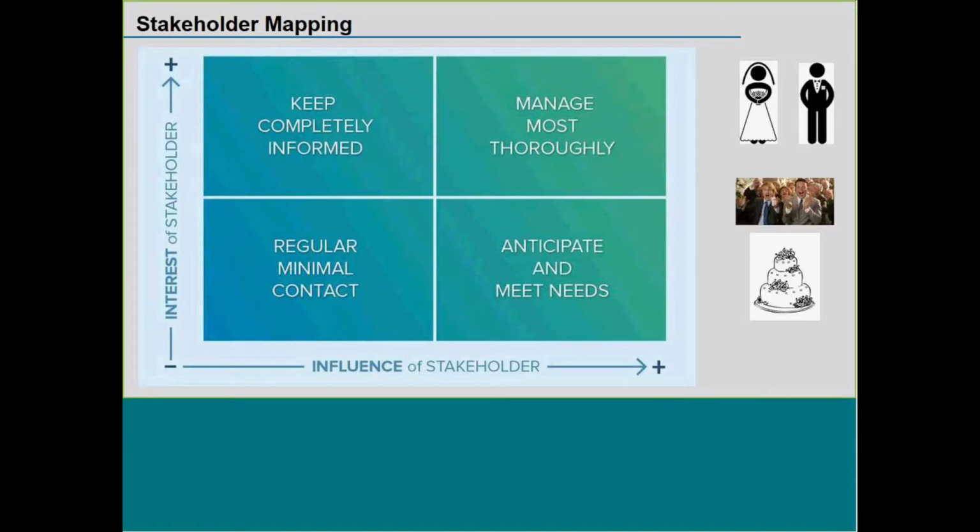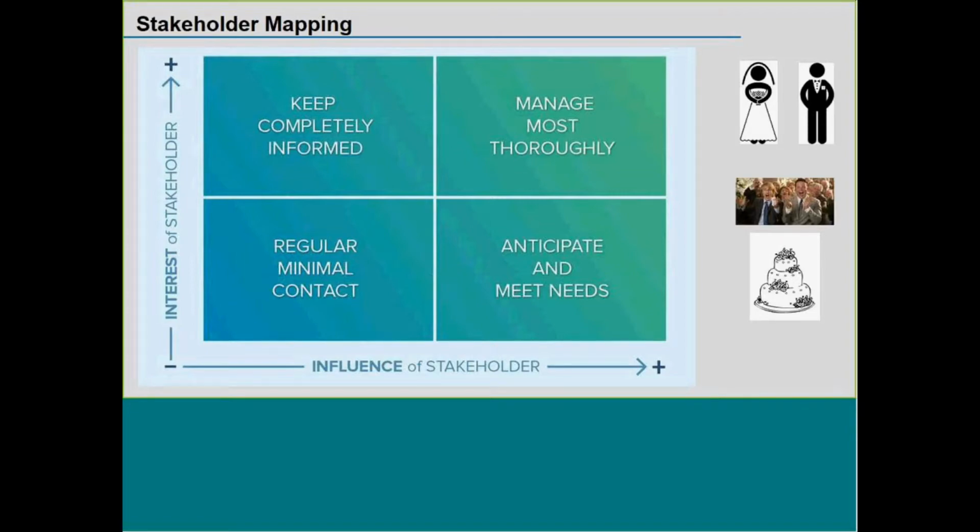Whenever you're starting a project, it's always good to think about who the stakeholders are, all the people that will be affected by this project in some way, directly or indirectly, and map them on what's called a stakeholder map. The basic stakeholder map is divided into four quadrants.